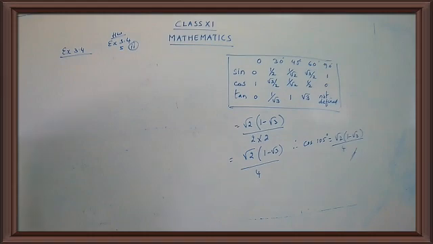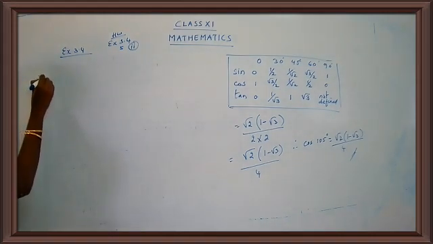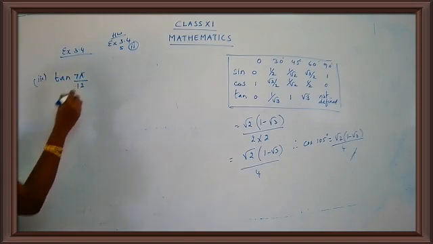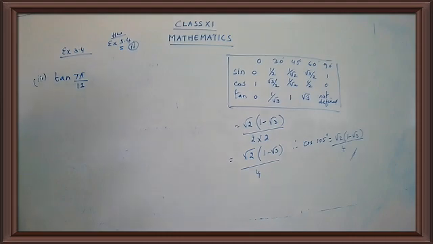Write down sum number 3, third subpart: tan of 7 pi by 12. Yes children, this is the third question from sum number 5. Tan 7 pi by 12. So how are you going to do the sum? This sum will be done by converting radians into degrees.